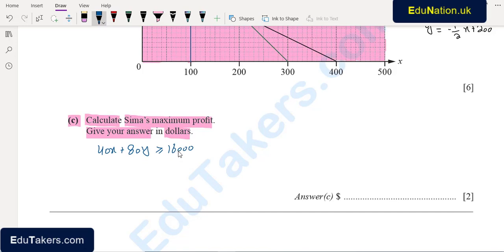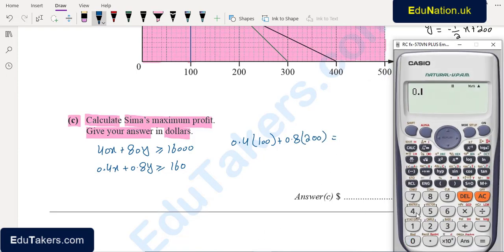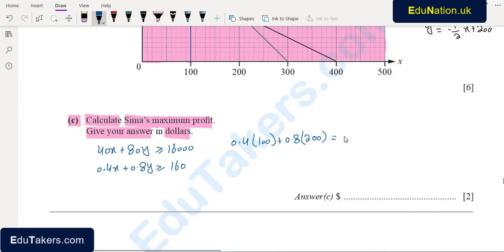This is in cents. We will convert it into dollars. Then it will be 0.4x plus 0.8y is greater than or equal to 160. So the solution will be 0.4 times 100 plus 0.8 times 200, which is 200. So maximum profit is $200.